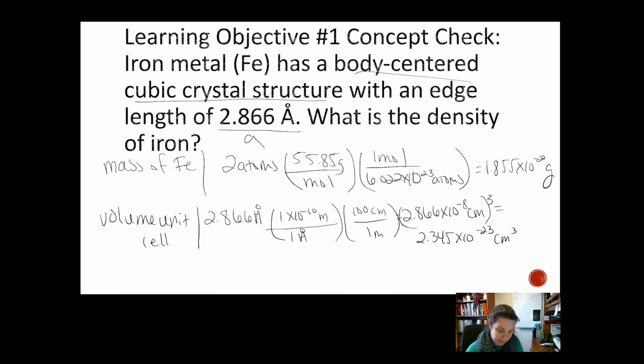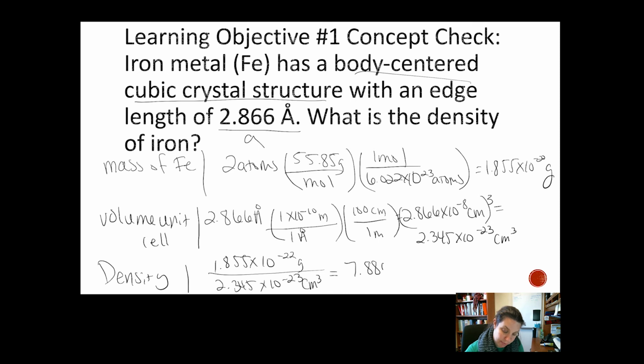And then our density, mass divided by volume, 1.855 times 10 to the negative 22nd grams, divided by 2.345 times 10 to the negative 23 centimeters cubed, gives us 7.880 grams per centimeter cubed. Again, reasonable value.